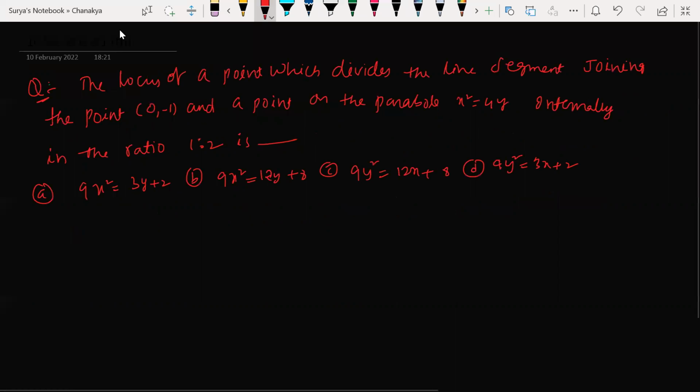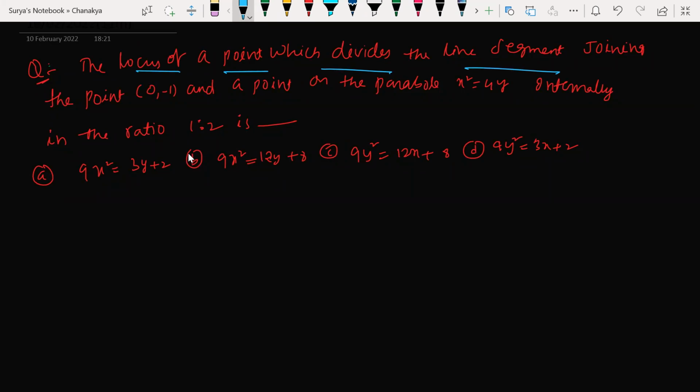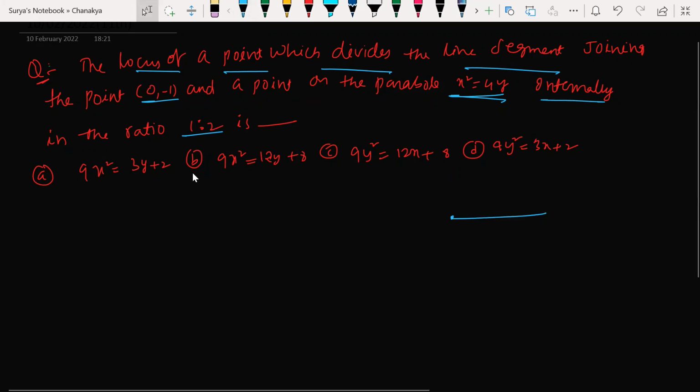Done. Look at it. How can we solve this? The locus of a point which divides a line segment joining the point (0, -1) and the point on the parabola, this one, internally in the ratio 1:2 is what? Because there is a line segment, let's say PQ is the line segment, point P given (0, -1), Q let us say (alpha, beta), and the dividing point, let's say R (h, k).